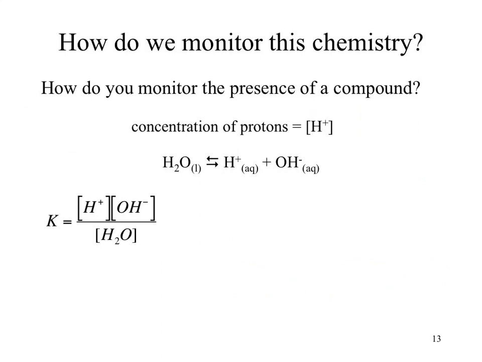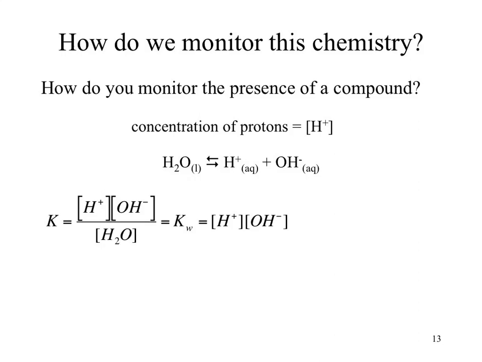The water is a liquid, which means its concentration doesn't change. If that water concentration stays constant, I can transfer it over to the other side of the equation. And instead of looking at the equilibrium constant as that, we typically define it as H plus times OH minus. You'll notice in the process of doing this, we've added an extra little addendum. What's that addendum? The W. It says Kw, not just K anymore. Why Kw? Because it's referring to the equilibrium constant with respect to water.